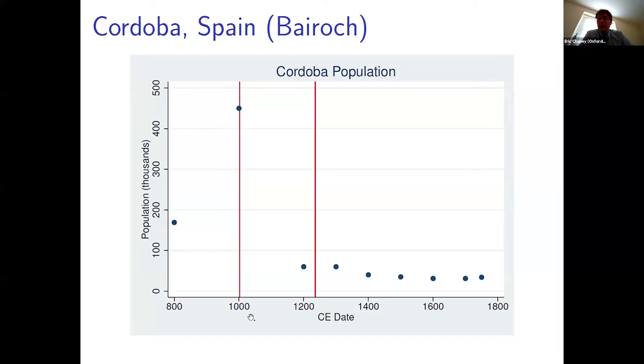So you see in 800, you have an estimate. In 900, there's no estimate. In 1100, there's no estimate. And then you have estimates roughly every 100 years out. So the end of the sample, and I'm going to stop today in 1799.